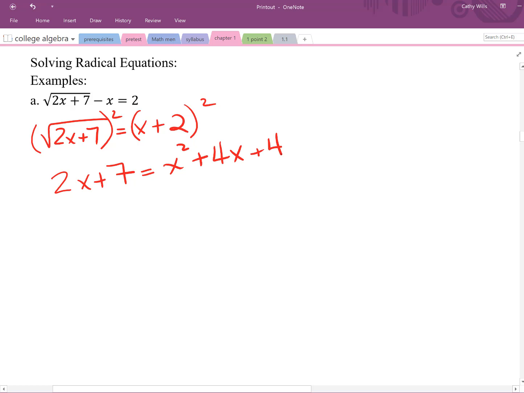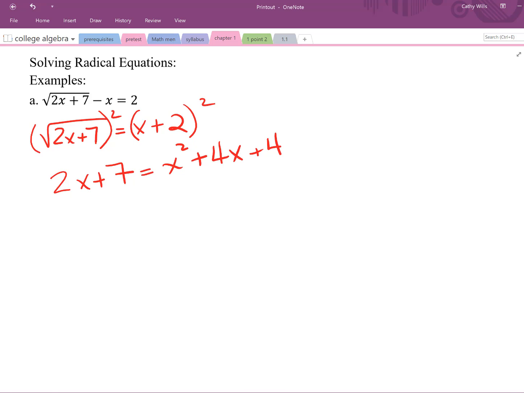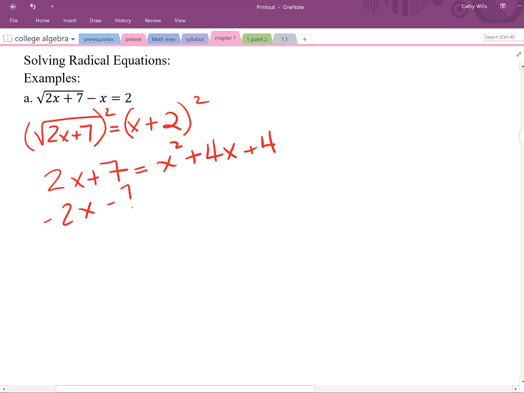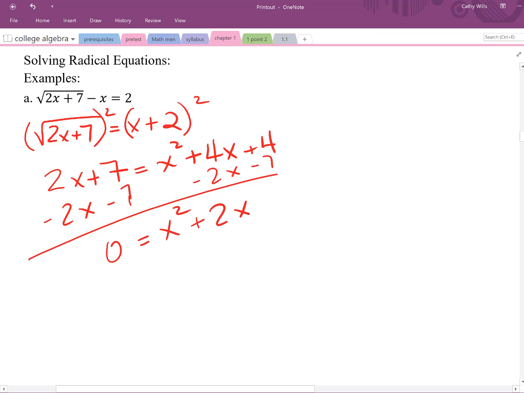All right, now this is a quadratic, so you're going to have to get everything on one side and then solve it. If you subtract 2x and you subtract 7, moving everything to the right side, you're going to get 0 equals x squared plus 4x minus 2x minus 7 plus 4, so plus 2x minus 3.